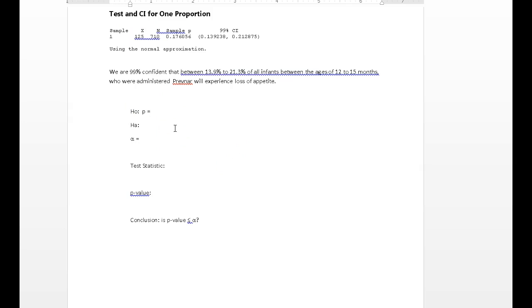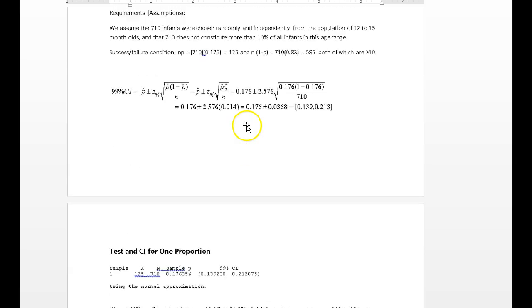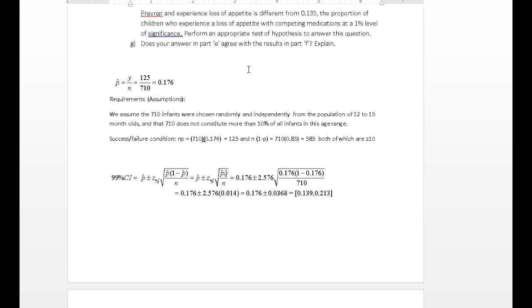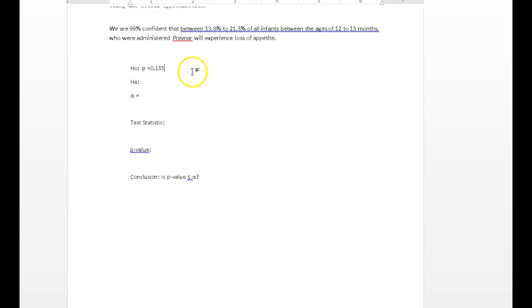Okay, our null hypothesis is that the proportion of kids on Prevnar is, we wanted to know, is it different from kids on similar medications? Or actually, we wanted to know, is it different? Okay, our null hypothesis is going to be that it's the same as other medications. We want to know, really, is it different?